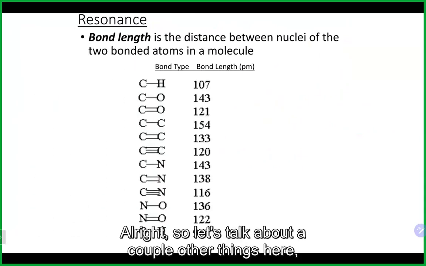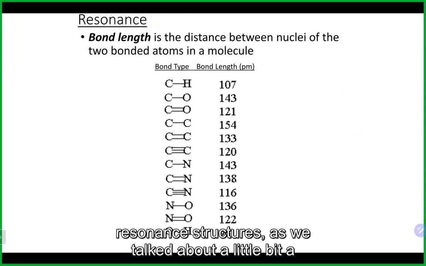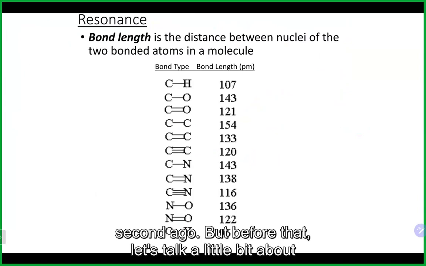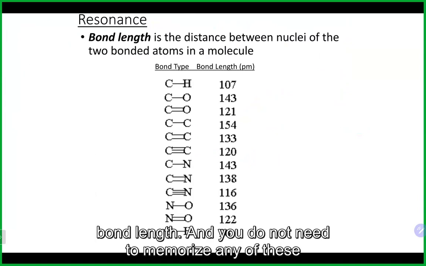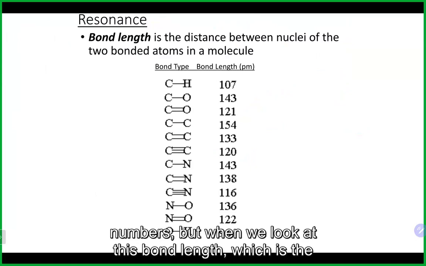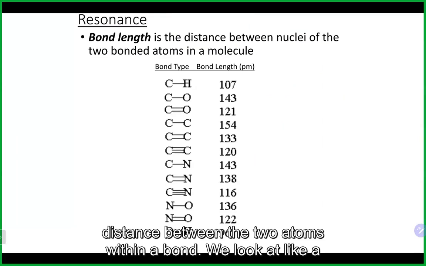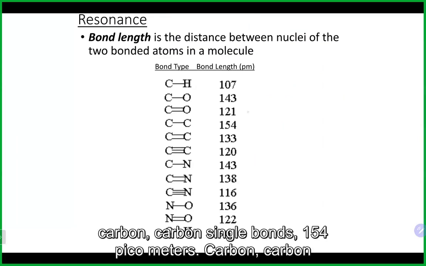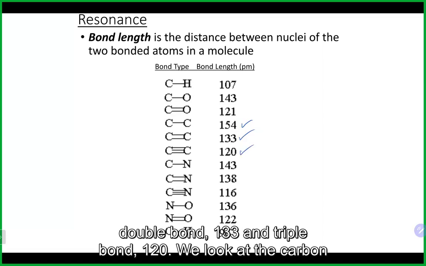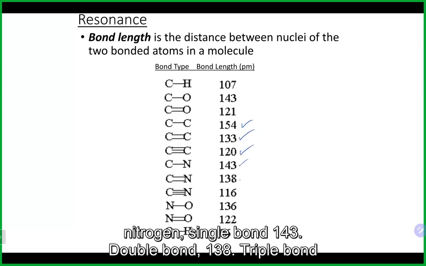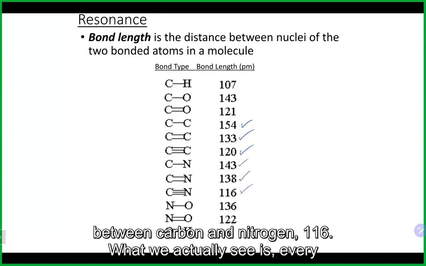All right, so let's talk about a couple other things here. Resonance structures, as we talked about a little bit a second ago. But before that, let's talk a little bit about bond length. And you do not need to memorize any of these numbers. But when we look at bond length, which is the distance between the 2 atoms within a bond, we look at a carbon-carbon single bond, it's 154 picometers, carbon-carbon double bond 133, and triple bond 120. If we look at the carbon-nitrogen single bond 143, double bond 138, triple bond between carbon and nitrogen 116.